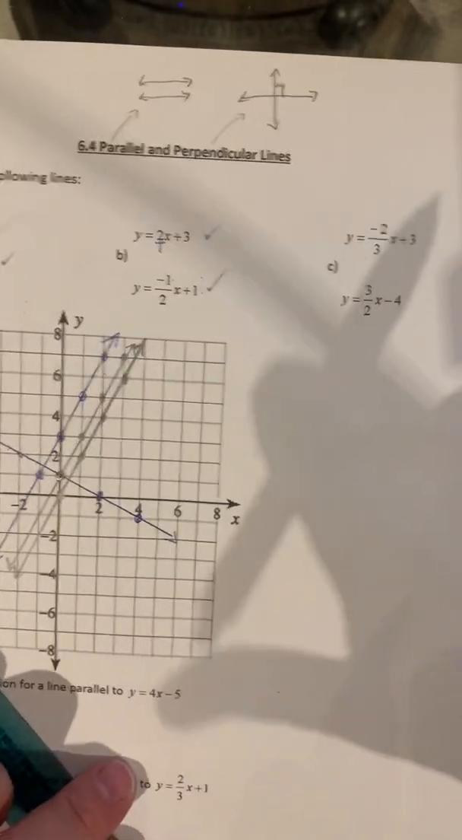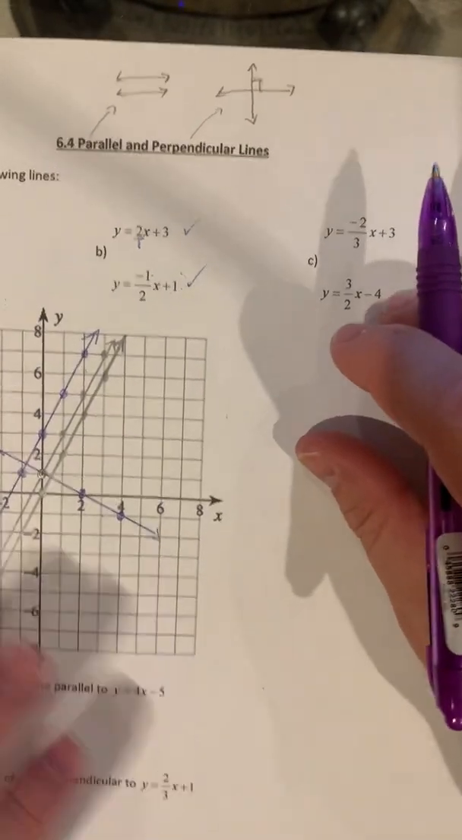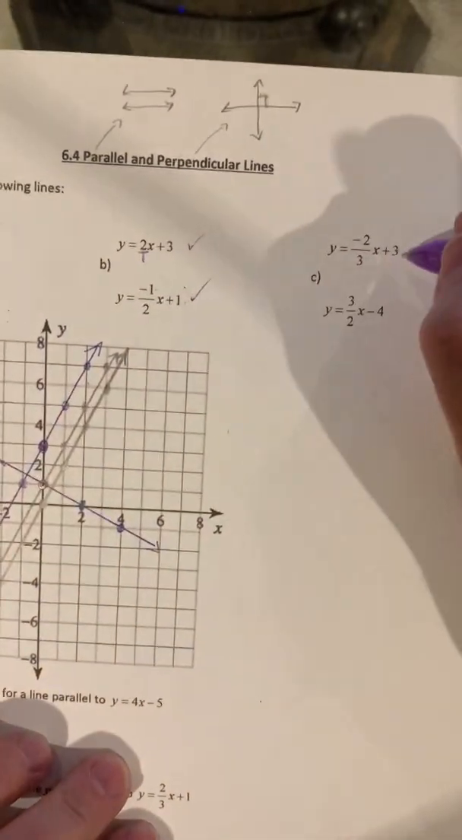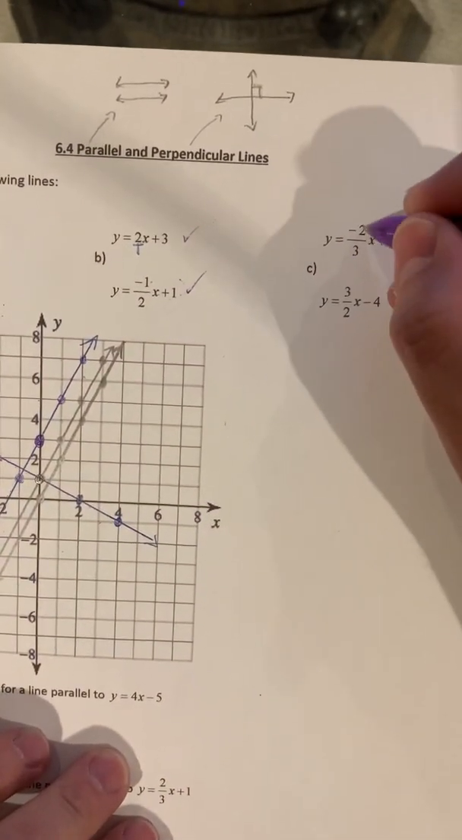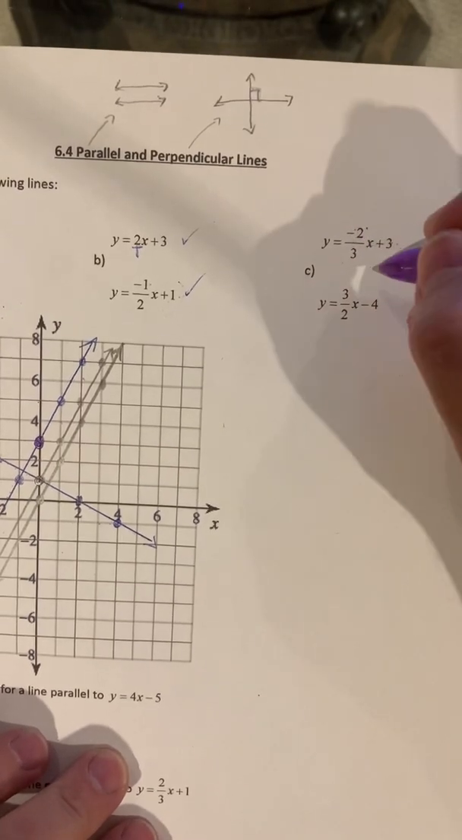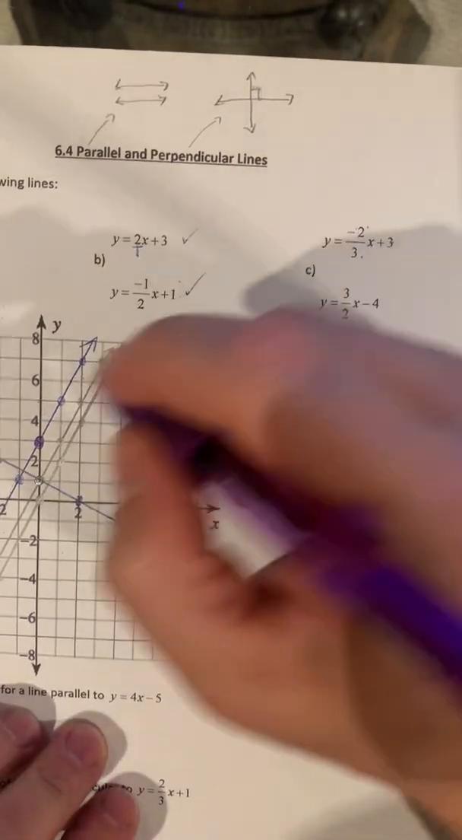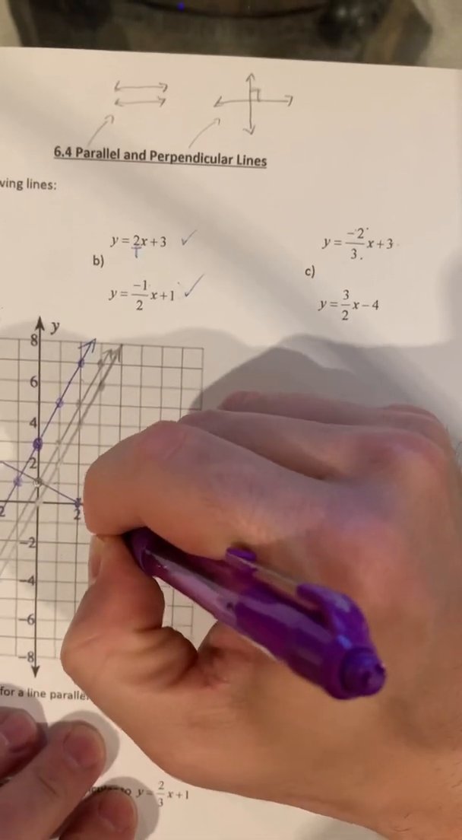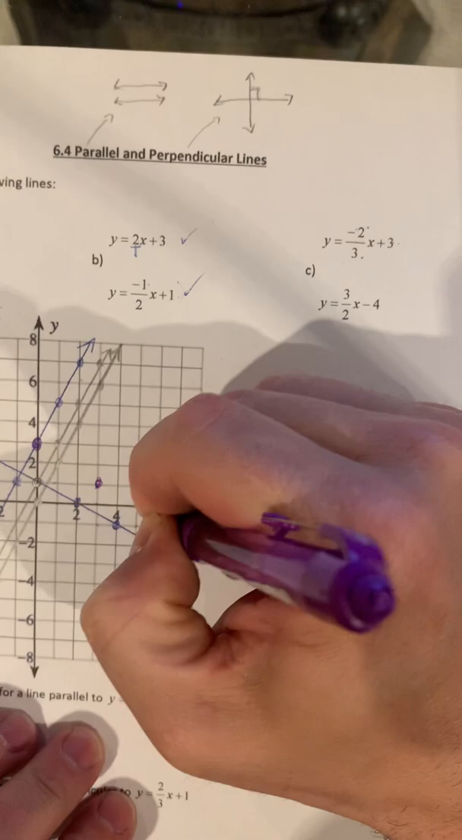And lastly, lines 5 and 6. For this one, the starting point is 3. Our rise is negative 2, which means 2 down, and our run is positive 3, 3 to the right. So 1, 2, then 1, 2, 3. Again, 1, 2, then 1, 2, 3.